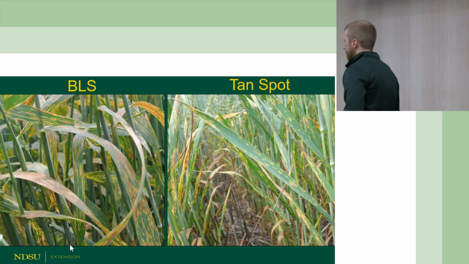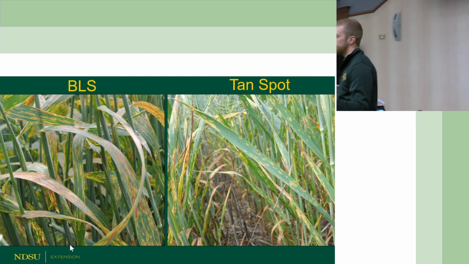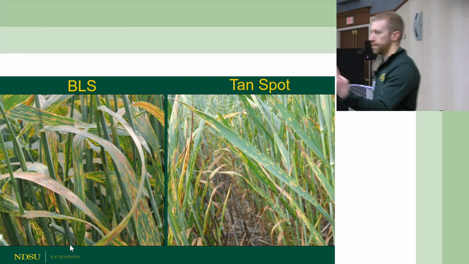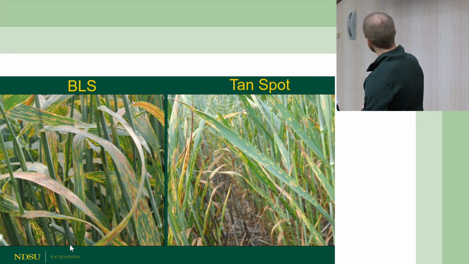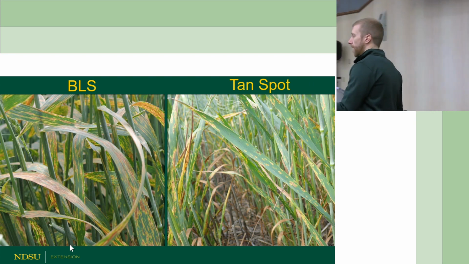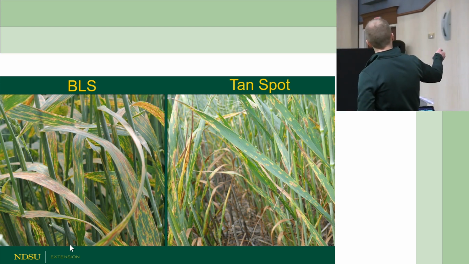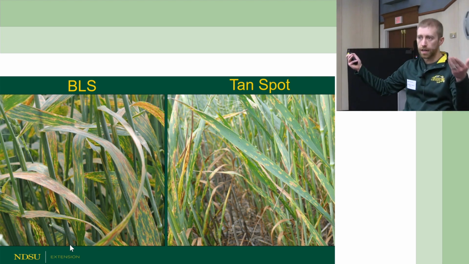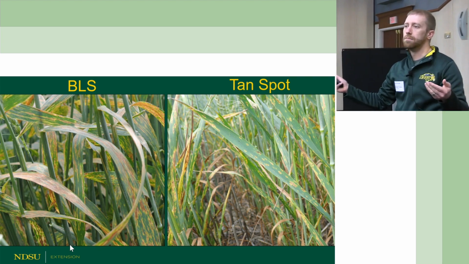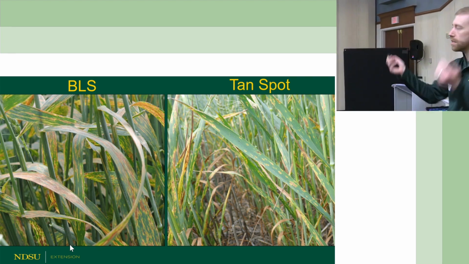I'm going to dive into this more in the hands-on session, but the two common misidentification questions are what bacterial leaf streak looks like as opposed to tan spot. And the key factors that I point out: tan spot is going to be more of a bottom-up type of disease. You're going to see it early on in the season. Eventually, you can almost see it progress.